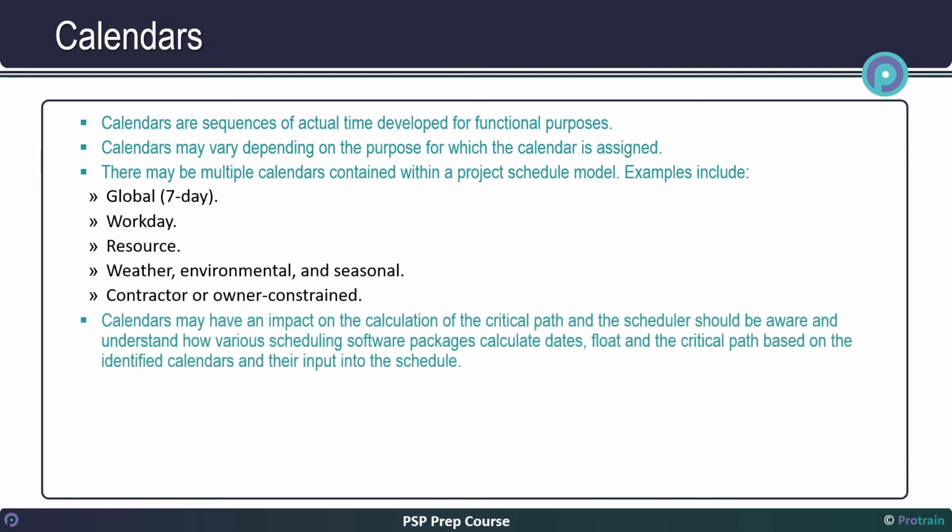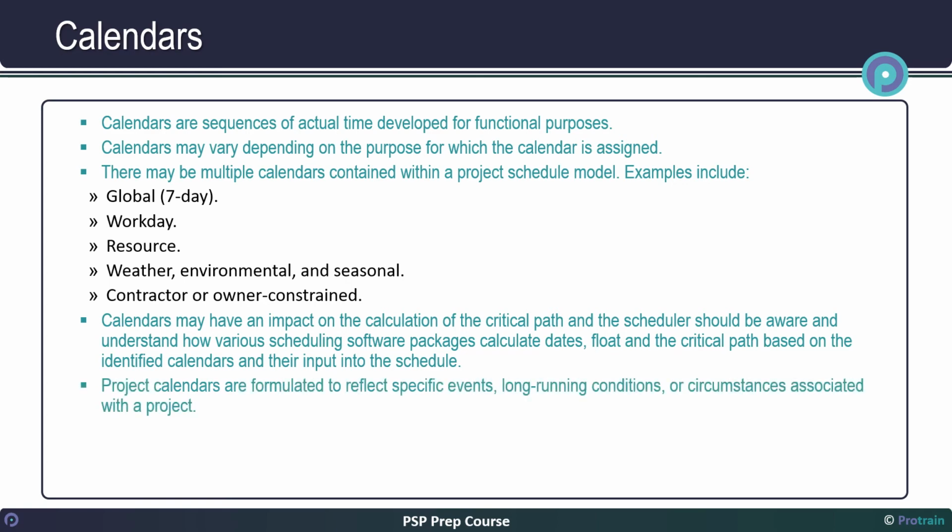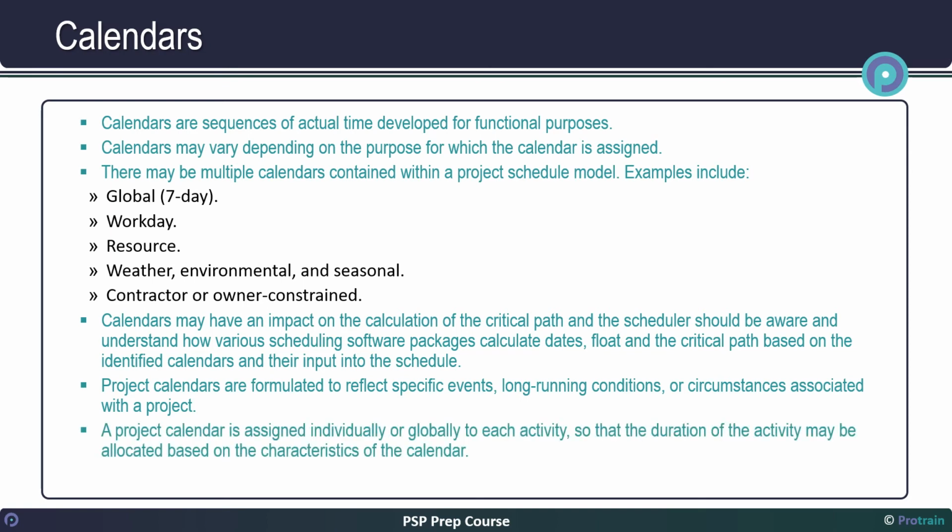Calendars may have an impact on the calculation of the critical path, and the scheduler should be aware and understand how various scheduling software packages calculate dates, float, and the critical path based on the identified calendars and their input into the schedule. Project calendars are formulated to reflect specific events, long-running conditions, or circumstances associated with a project. A project calendar is assigned individually or globally to each activity, so that the duration of the activity may be allocated based on the characteristics of the calendar.